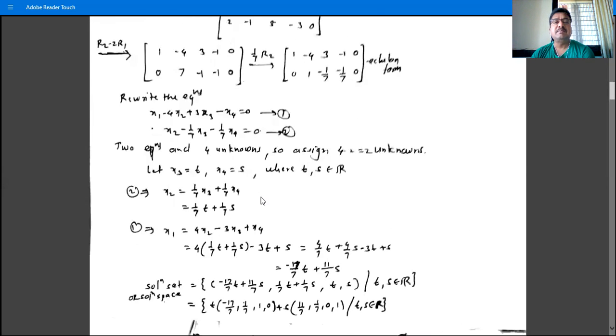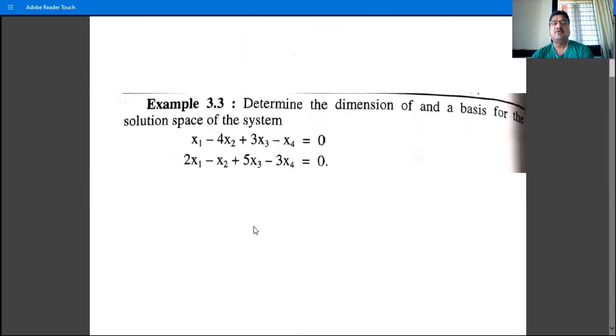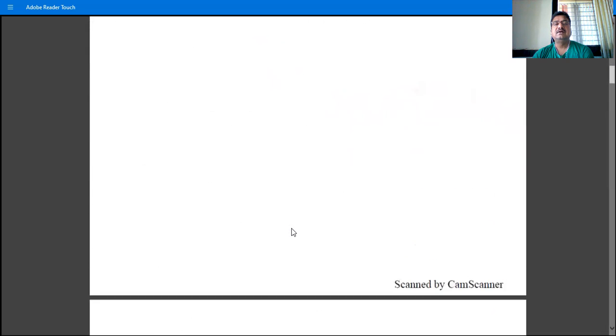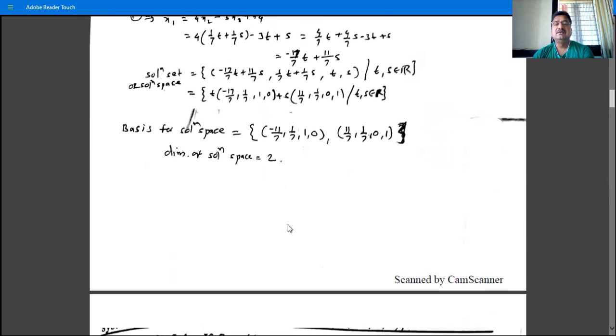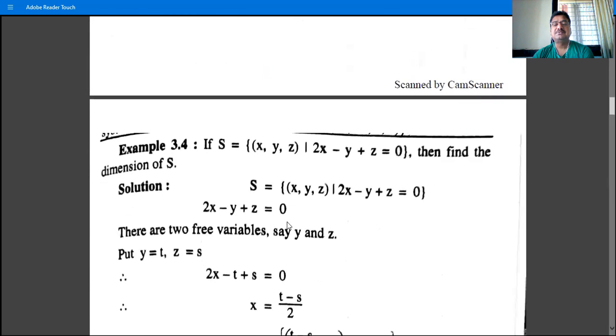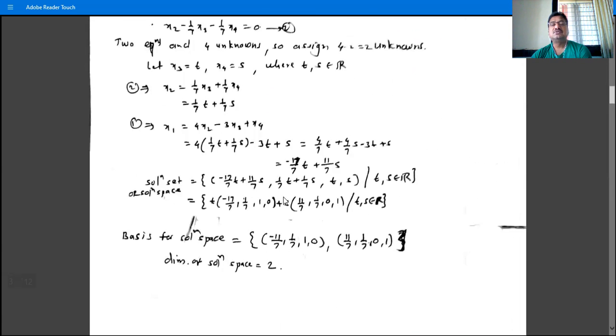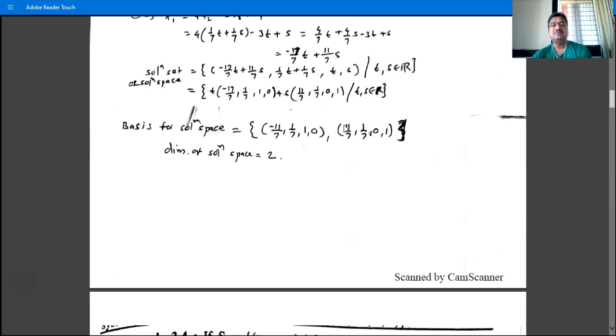Okay, so this is the problem. We will also solve such types of problems in the next topic, that is, find the basis and dimension of the solution space of the system. So we will see more problems of such a type in the next topic. So this is the solution space, and this is the basis and the dimension of the solution space. So we have first the solution space, then its basis, and then its dimension.